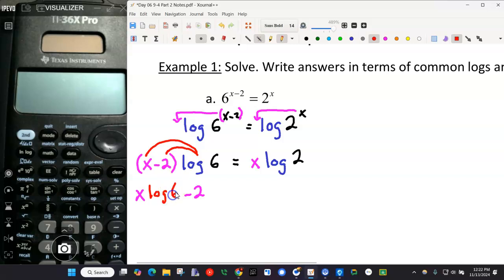x log 6 minus 2 log of 6. And then over here we'll just stay the same, x log of 2. This way we have the variable and the number part separated.